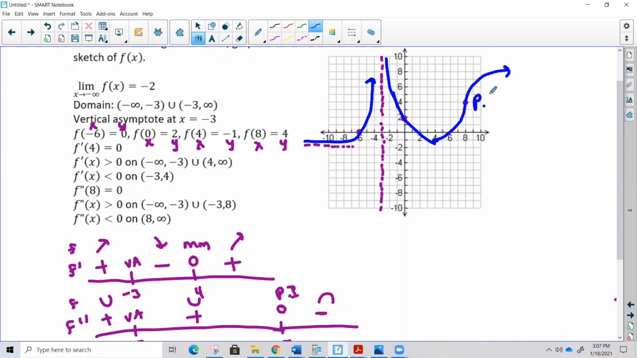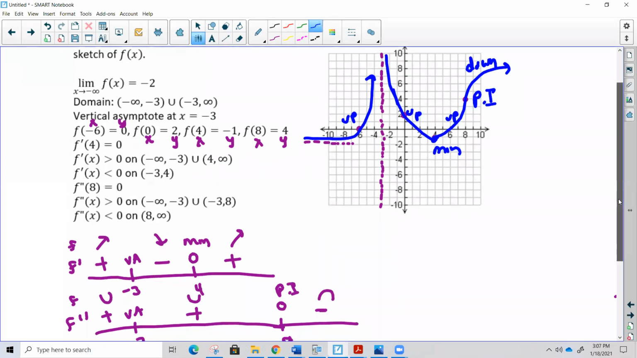And again, make sure this is labeled as a point of inflection. This one you can pretty much see. I mean, you can always write it just in case, like up, up, up, down, but this one is more obvious than a lot of my graphs. And then make sure that at 4 we have a min and we don't have any maxes or anything else. So this is what this graph would look like.